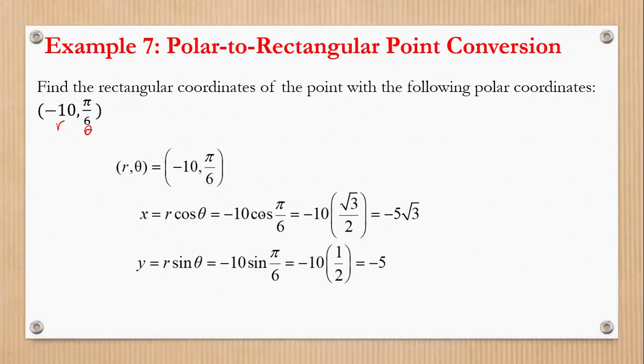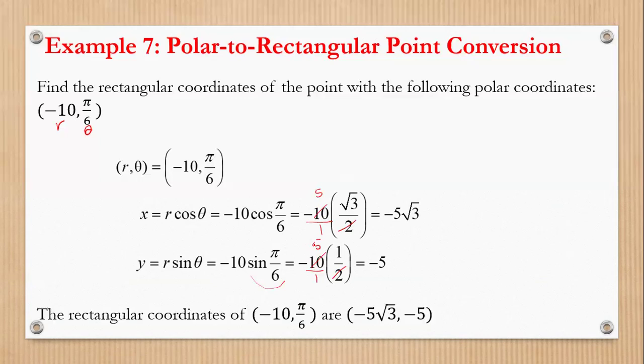Pi over 6 means 30 degrees, cosine of 30 degrees is √3 over 2, and if we multiply by -10, since we can simplify, we will get -5√3. And sine of pi over 6 or sine of 30 degrees is 1/2, and if we simplify 10 by 2, we get -5. So the rectangular form of this point is -5√3 and -5.